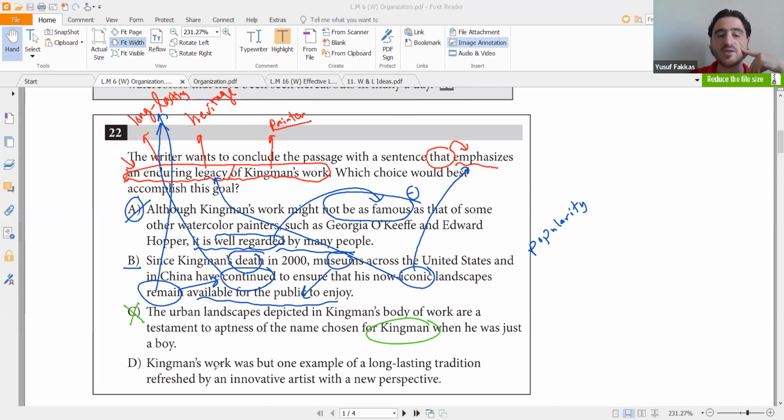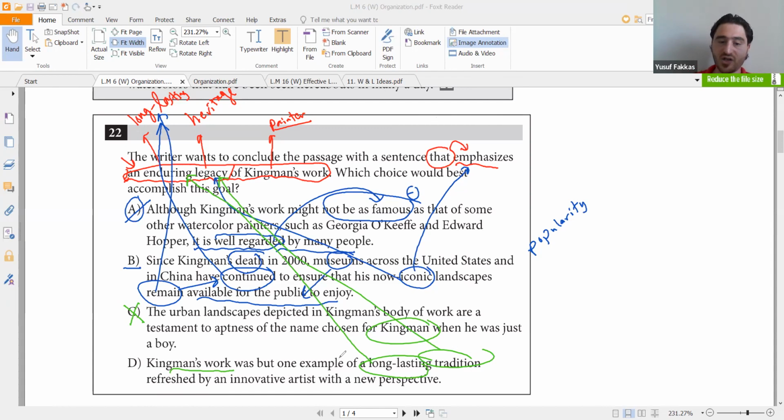Let's go to D. Kingman's work, okay, that's good so far, was but one example of a long-lasting, look, so now we have long-lasting, which is just a different way of saying enduring, right? And then we have tradition. It's kind of similar to legacy, refreshed by an innovative artist with a new perspective. All right, so enduring, I have long-lasting. And then legacy, I have tradition. Doesn't that work? You need to be a little bit more careful.